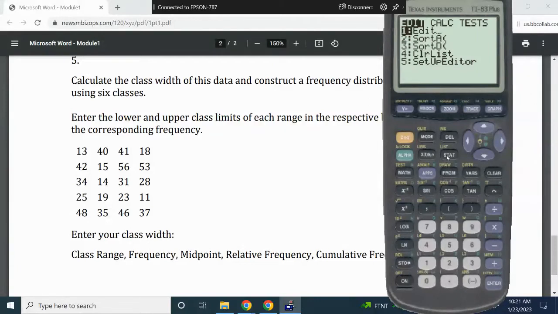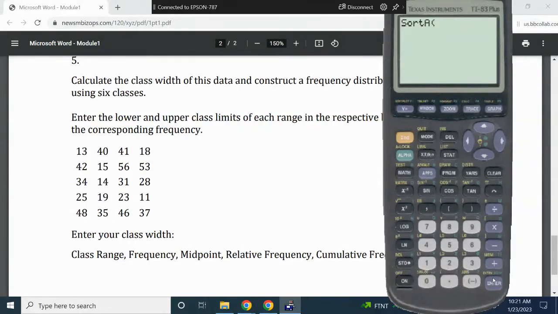Sort A, you can put it in ascending order. Sort D is descending. Ascending would be going up, or you can put it in descending order, which would be going down. All right, so I'm going to put it in ascending order. So I'm going to hit sort A. I'm going to hit enter.